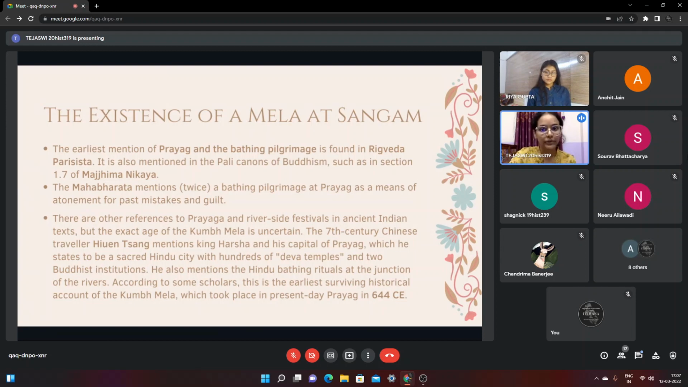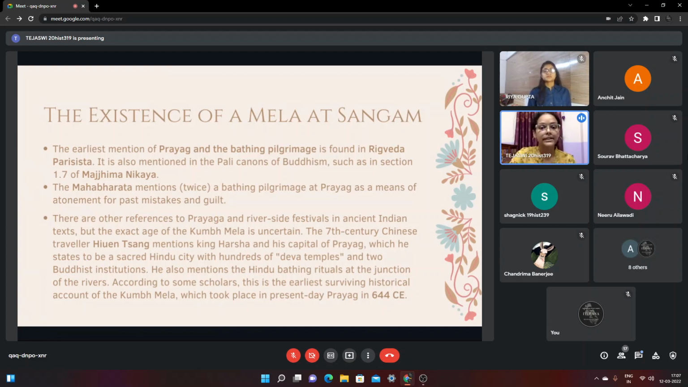Although we say that the bathing pilgrimage is mentioned in the Rig Veda and also in the Pali canons of Buddhism, such as the Majjhima Nikaya, and so does the Mahabharata. It mentions twice that bathing in Prayag means atonement for past mistakes and guilt.